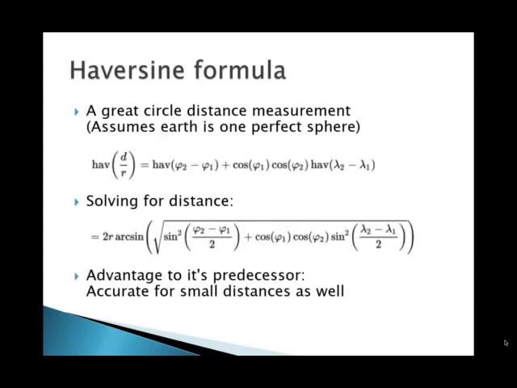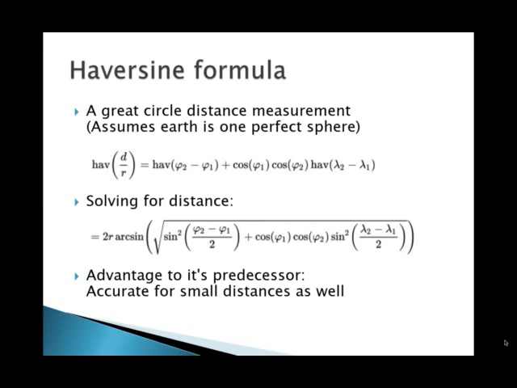So the Haversine formula is a great circle distance measurement, meaning that we assume the Earth is one perfect sphere. It's made up of an infinite amount of great circles and has a constant radius. Right under the first bullet point, we see the Haversine formula, with d standing for the distance between point 1 and 2, r being the radius, and theta and lambda being latitude and longitude.